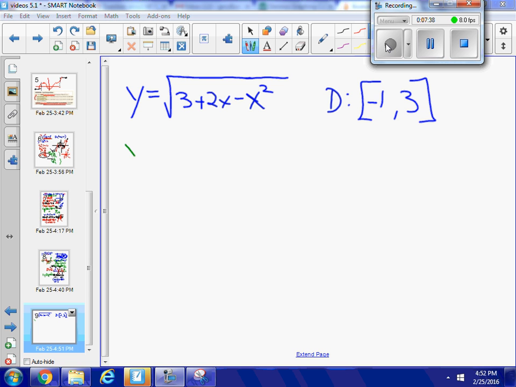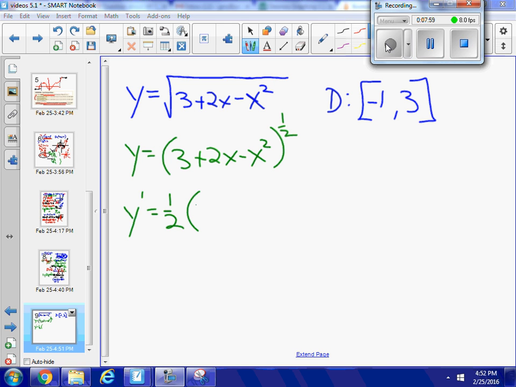I'm going to change this into y equals, well, I'll go 3 plus 2x minus x squared, and I'll call it to the 1/2 power. And I'm going to go y prime is equal to, well, 1/2 times 3 plus 2x minus x squared to the negative 1/2 times the derivative of the inside, which is 2 minus 2x.